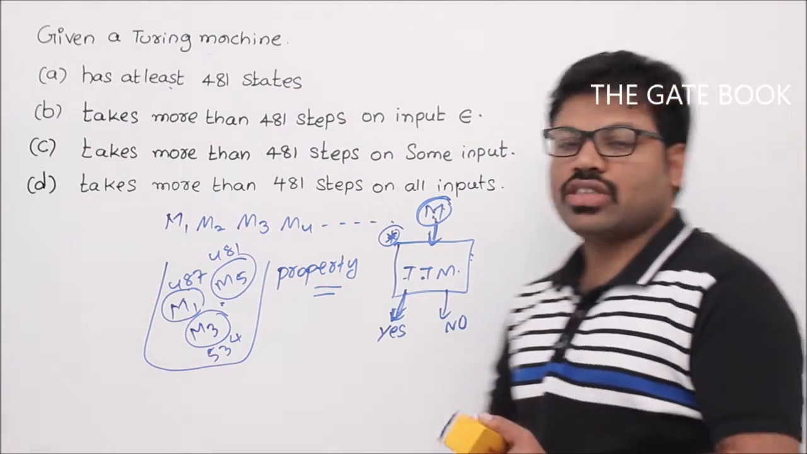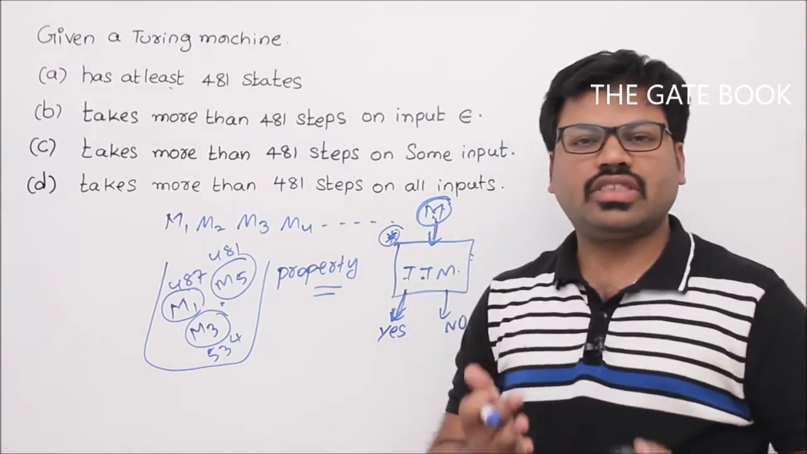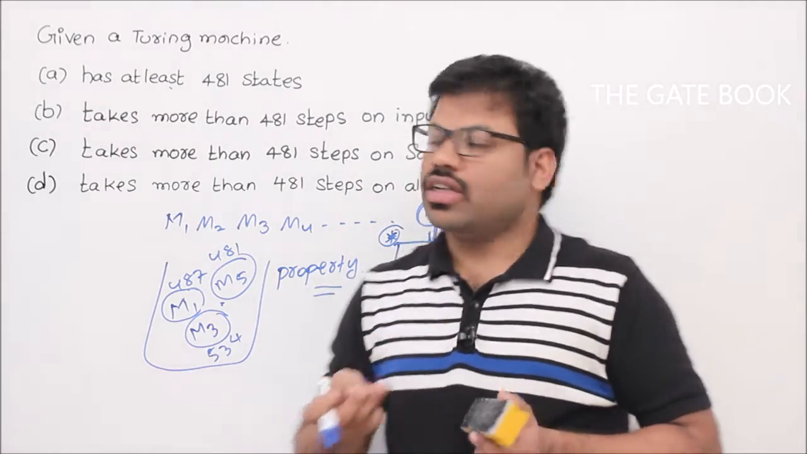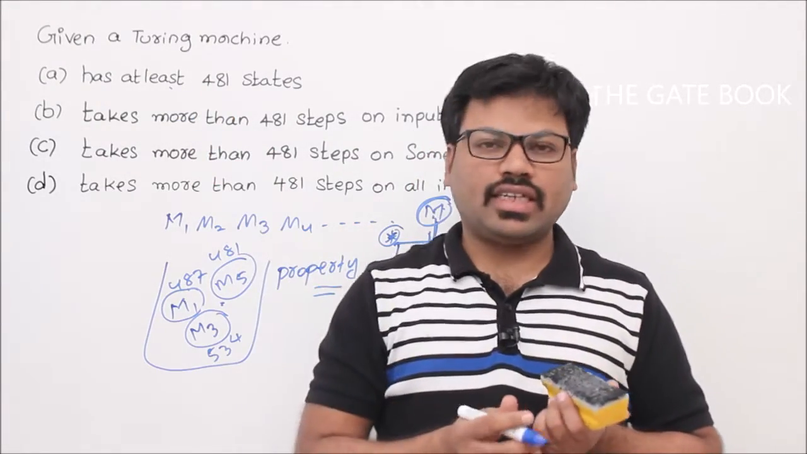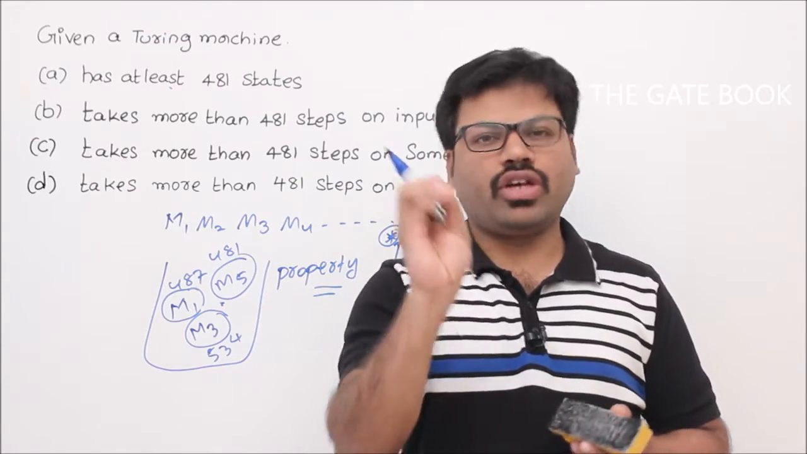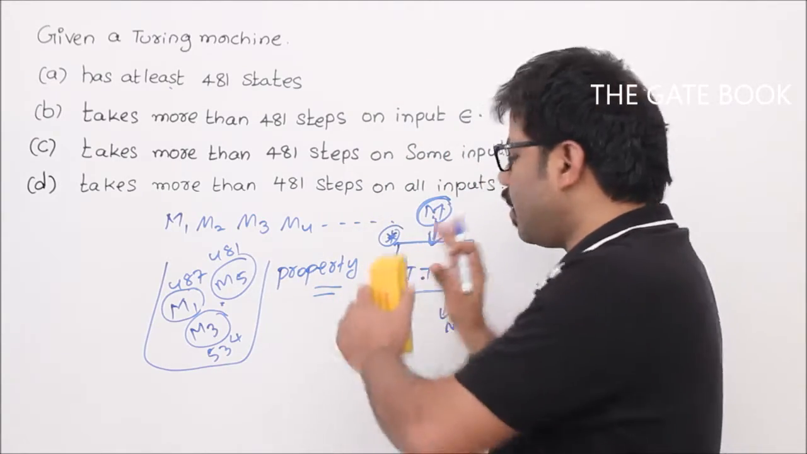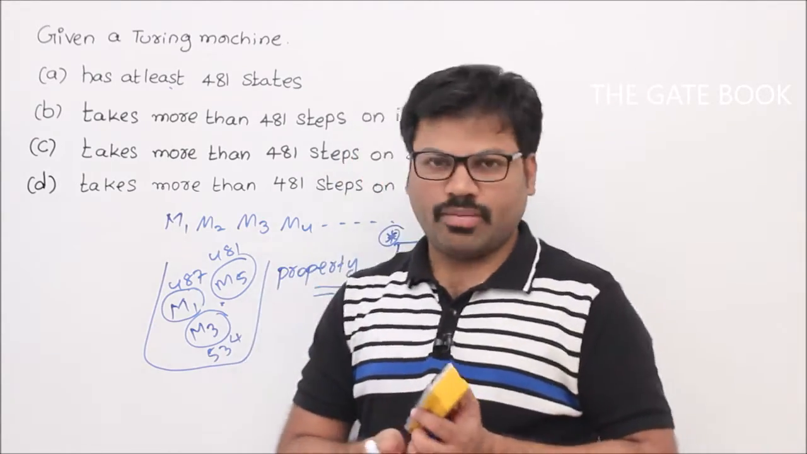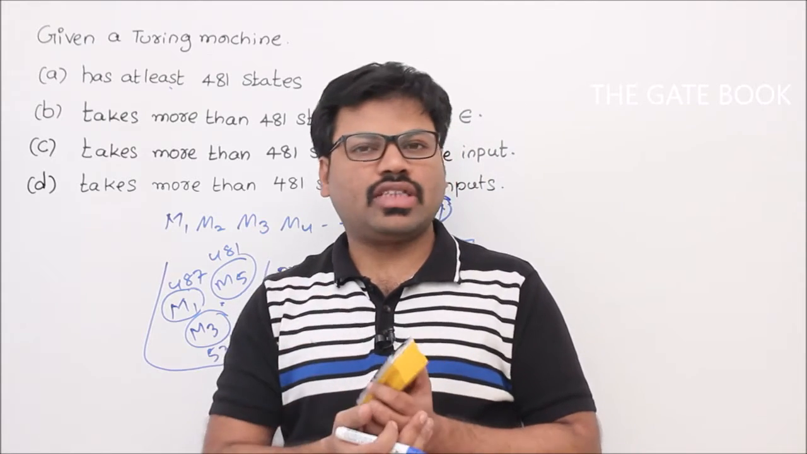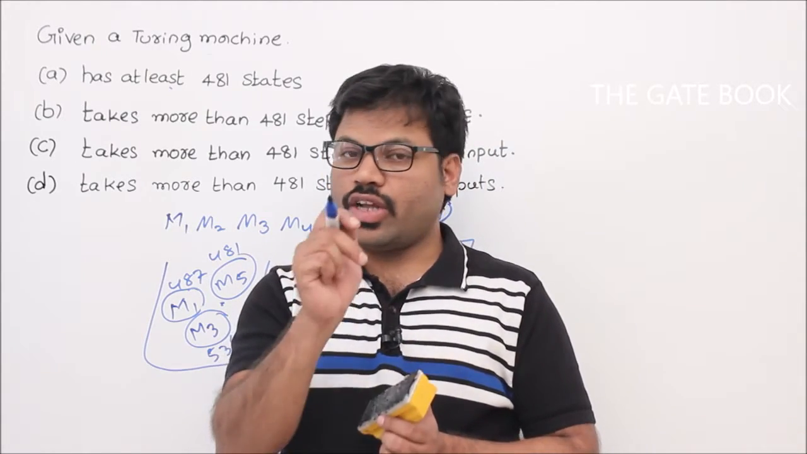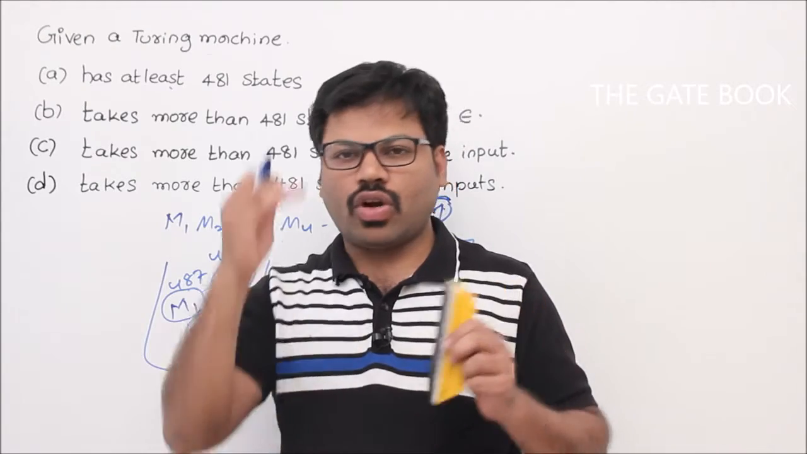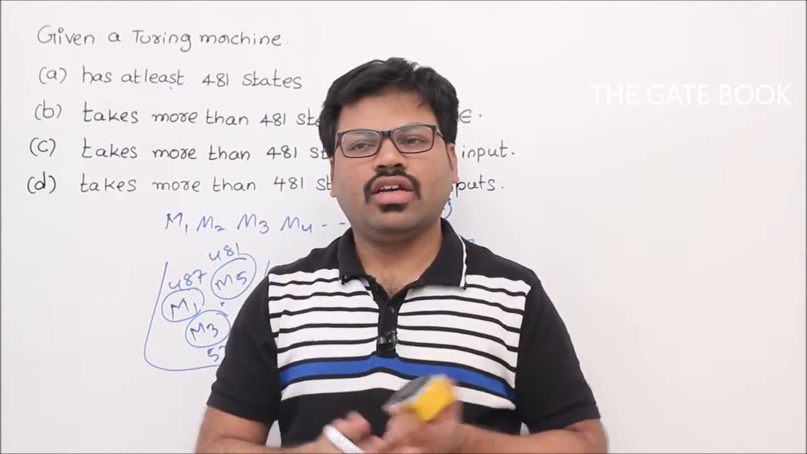Understand? Now ask yourself, how can we try to develop the intuition? So how can you say that a Turing machine has at least 481 states? If I give you a Turing machine code, forget about this machine. Let's say as a human being, you tell me how you decide whether a Turing machine has 481 states. I will give you the code of a Turing machine. Then how do you decide? Simple, sir.